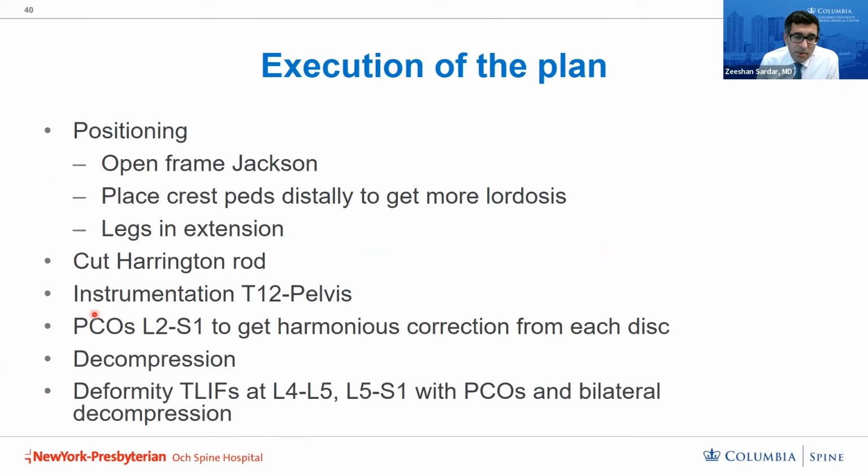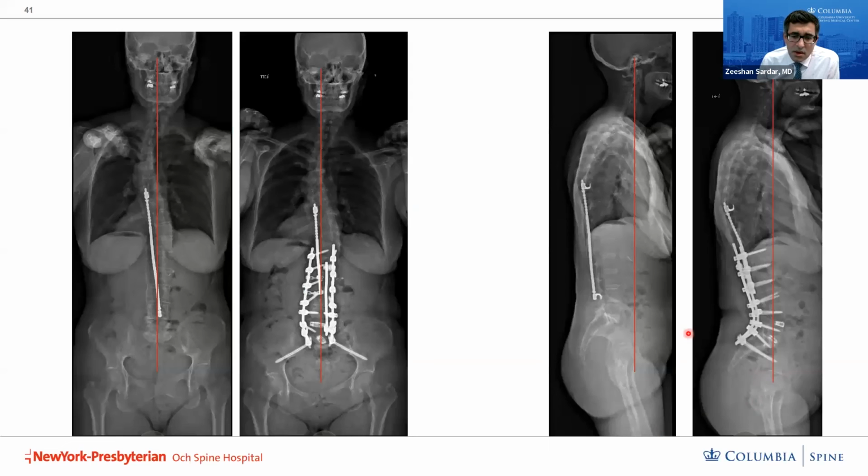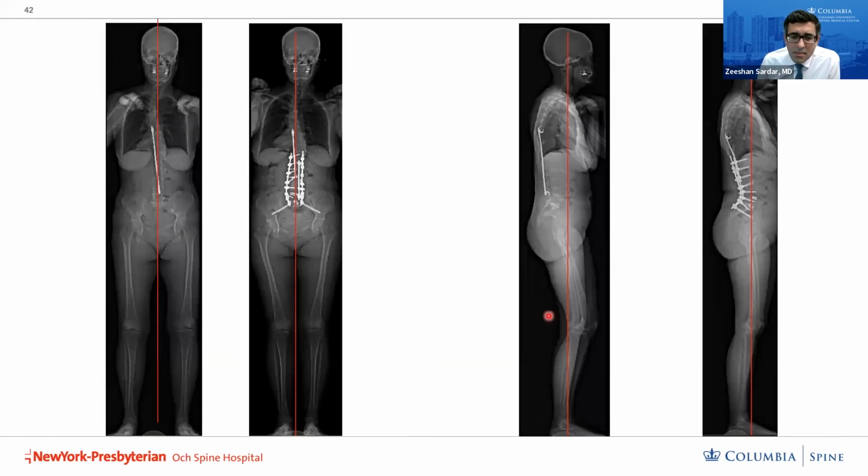and I did end up doing posterior column osteotomies from L2 down to S1 with, again, T-lifts at the bottom. And this is the correction we got. A lot of lordosis just by doing the posterior column osteotomies and posterior interbodies. And again, you can see very nice alignment in the coronal and sagittal plane. She's well balanced.